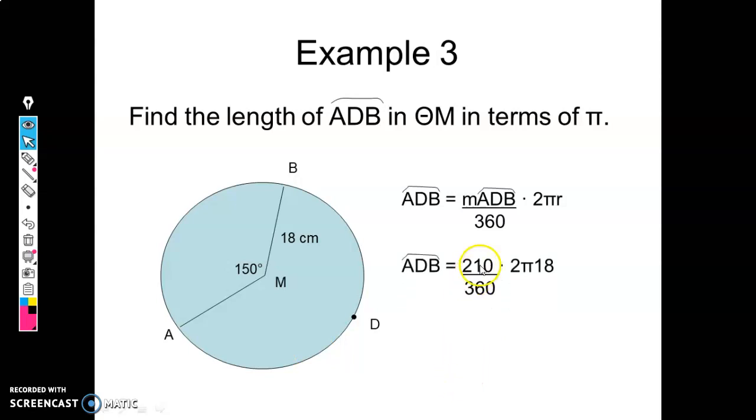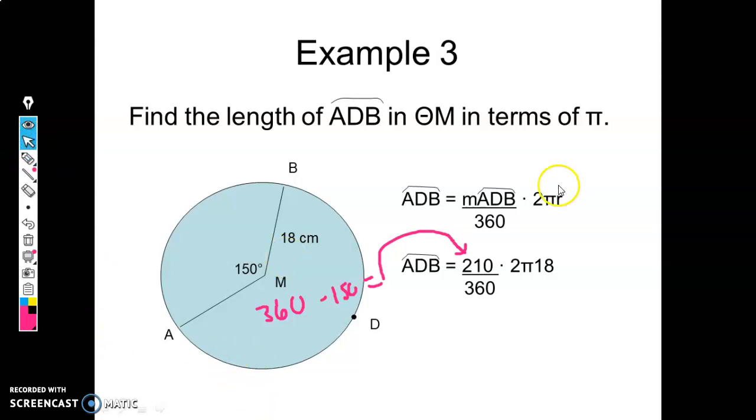360 minus 150 is equal to 210, okay? Because there's 150 here, so this area is 360 minus 150. So you're looking for the degrees of the arc over 360 times the circumference, which is 2 pi r.